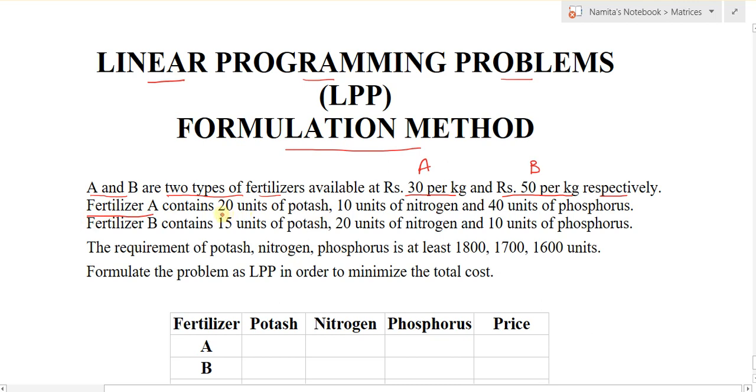Fertilizer A contains 20 units of potash, 10 units of nitrogen and 40 units of phosphorus. This is about fertilizer A. Next, fertilizer B contains 15 units of potash, 20 units of nitrogen and 10 units of phosphorus. Next is the requirement of potash, nitrogen and phosphorus, which is at least 1800, 1700 and 1600 units. So in total the potash required is 1800, nitrogen required is 1700, phosphorus required is 1600 units.